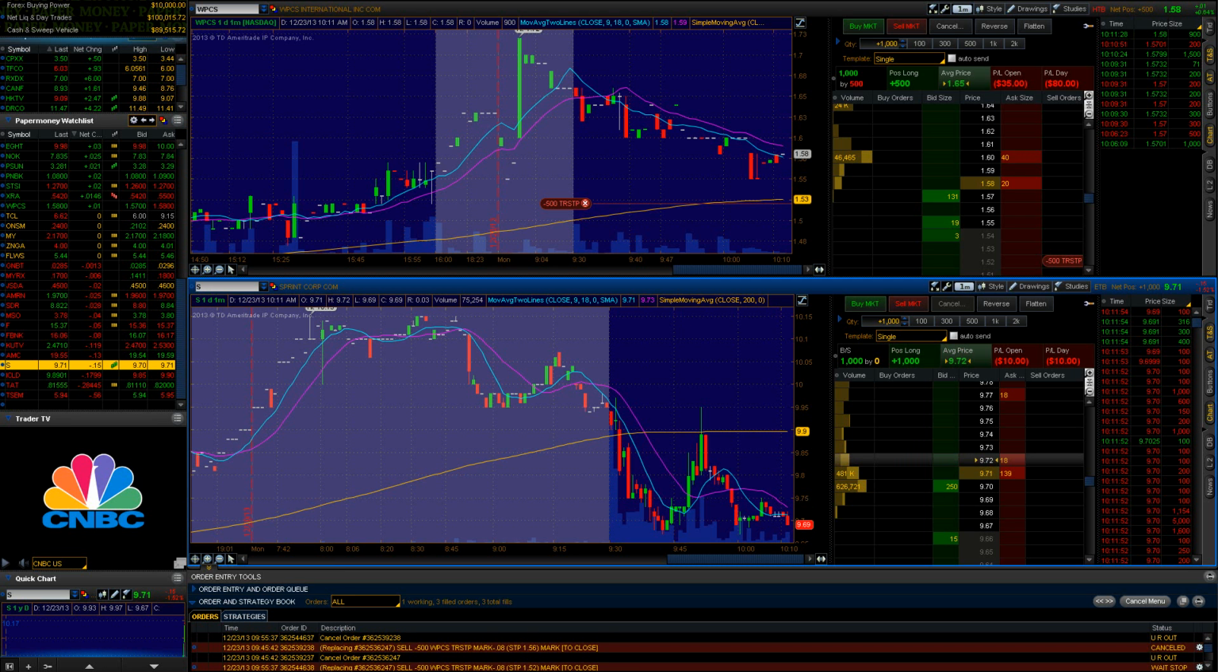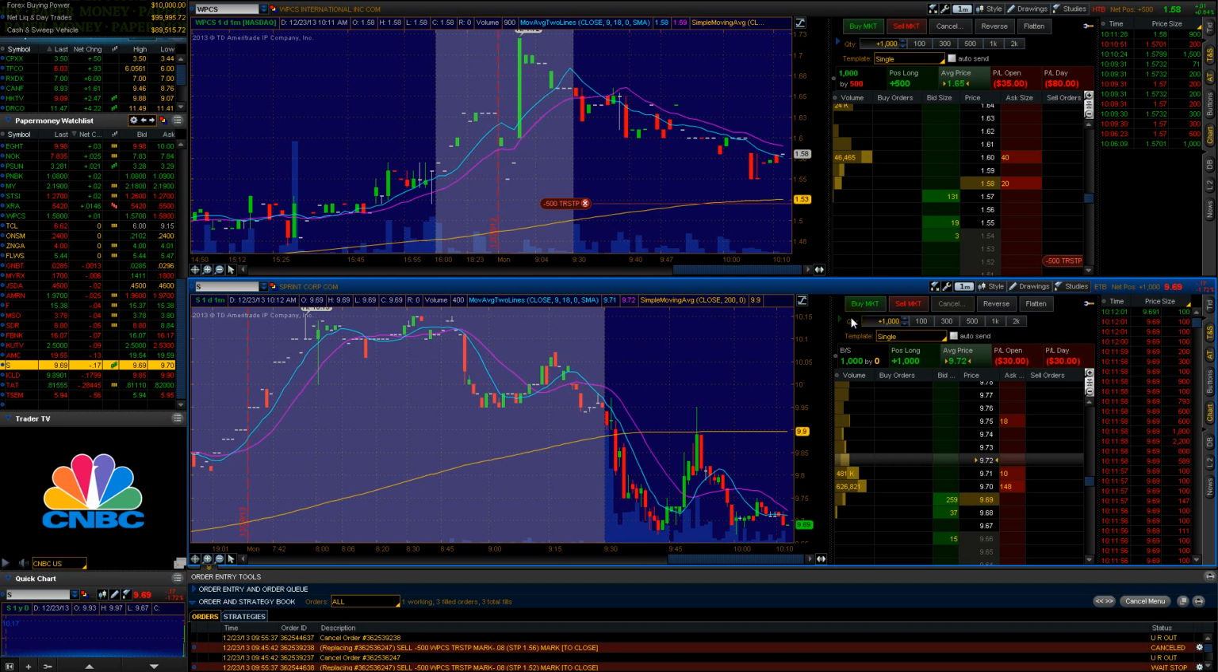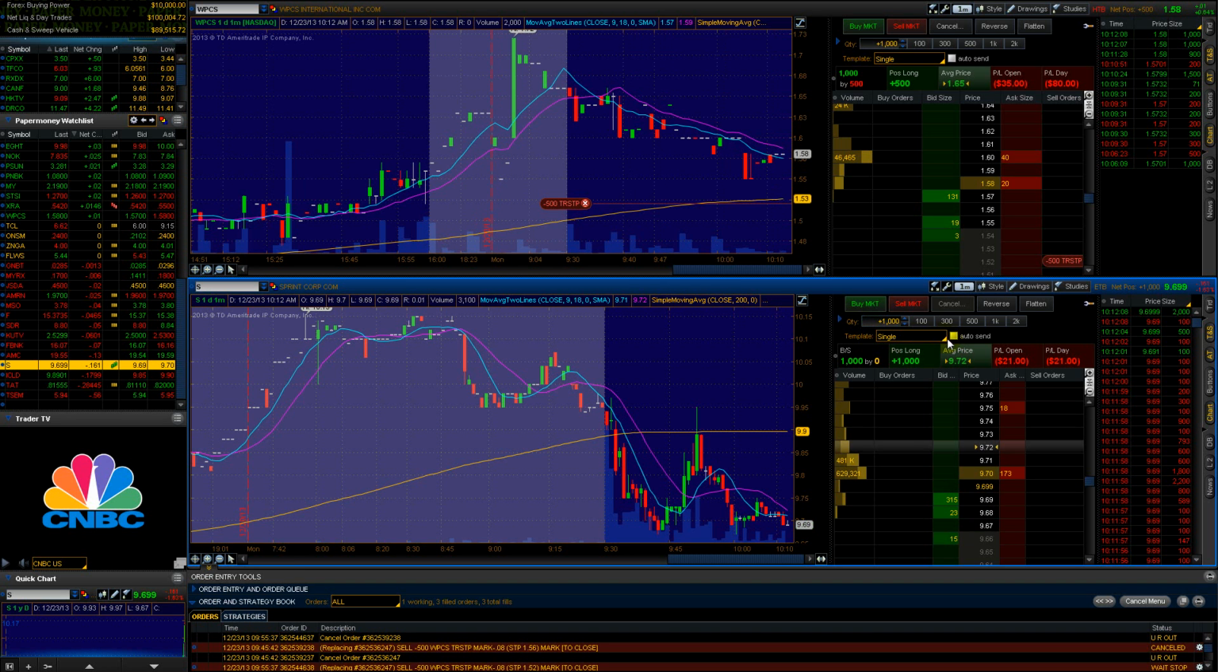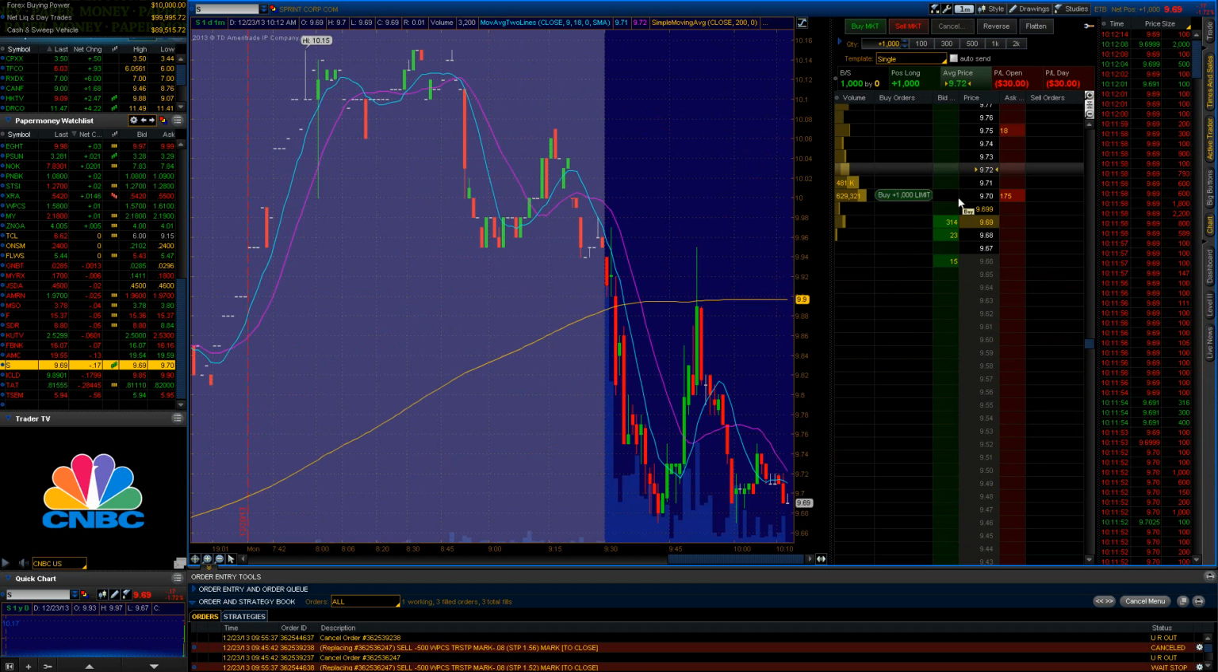Just bought into some Sprint right here. Bought 1,000 shares, around $10 a share, so you figure in around a $10,000 simulated investment. It's gone down a few ticks since I bought in. This is where I bought in, as you can see, at 972.